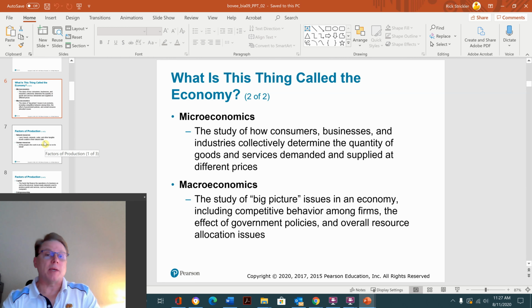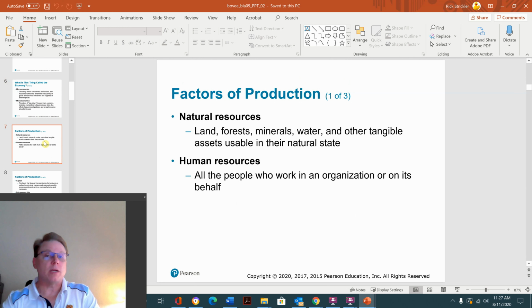And that's a microeconomic issue. The macroeconomic issue: factors of production. Natural resources: land, forests, minerals, water, tangible assets usable in natural state. If you watch CNBC at all, especially early morning, they have a crawl going across the bottom of the screen, and within that crawl is commodity prices.